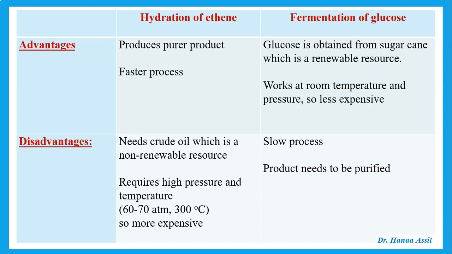So you should be able to tell the advantages and the disadvantages of each method. Remember, with hydration of ethene, we just have ethene plus water, and the only product is ethanol. So that's a pure product and a fast process. But the problem is, with hydration of ethene, we need crude oil, which is a non-renewable resource, and it requires high pressure and high temperature, so this is more expensive. With fermentation of glucose, the glucose is obtained from sugar cane, and that is a renewable resource, so that's an advantage.